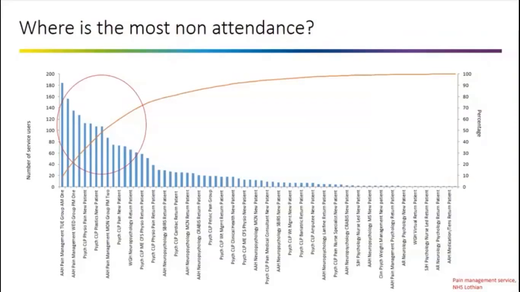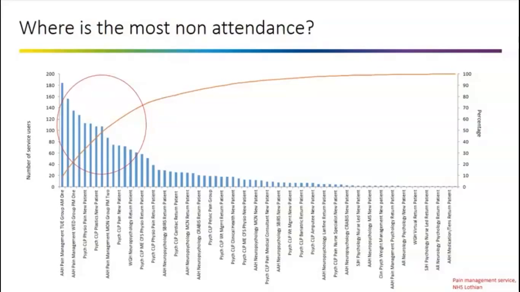So, an example of a Pareto chart. Now, do not worry when you see there's loads of writing there. You do not need to read the writing on this. This is just to show you what it looks like when completed using Excel. So this was a team in NHS Lothian, and they were wanting to look at which of their services had the greatest non-attendance. So the writing that you see along the bottom is all of the teams that have referrals, and on the other axis is the number of service users that did not attend.